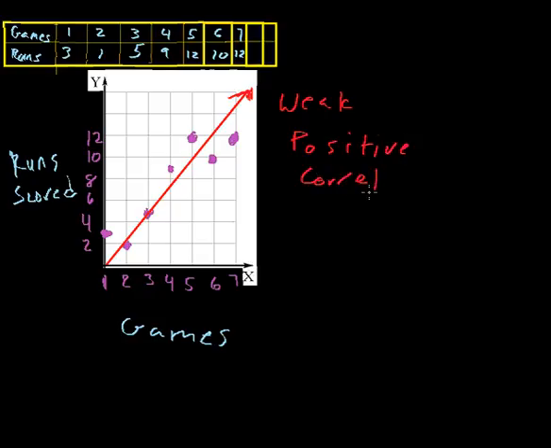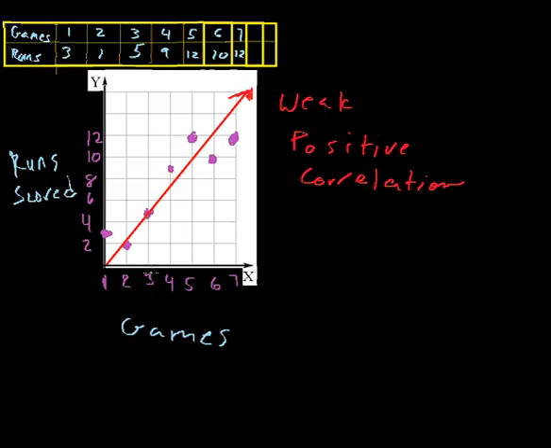So what's this graph really telling me? What's correlation? What's the relationship here? And the relationship is this: as the players play more games, they score more runs. So what it really looks like is that the team is getting better over time.